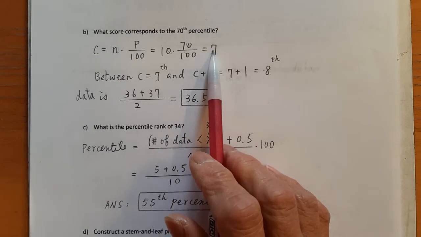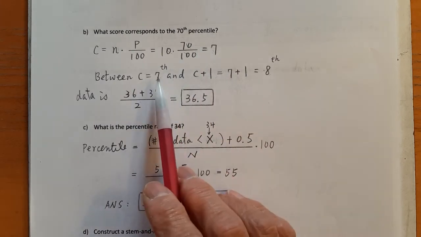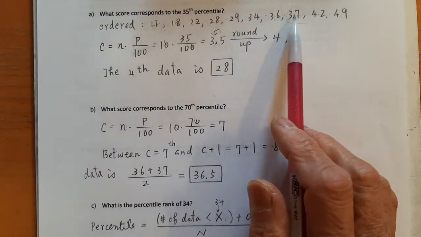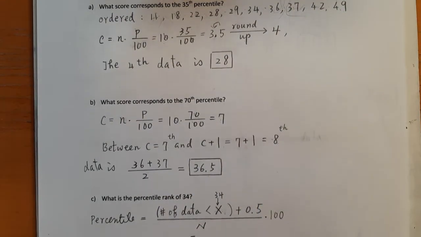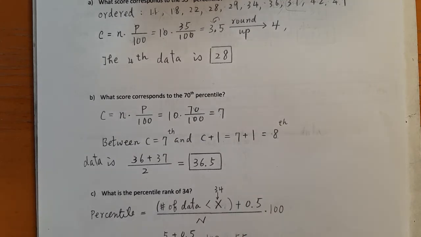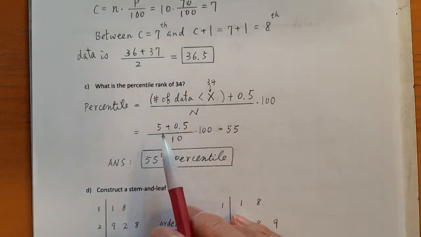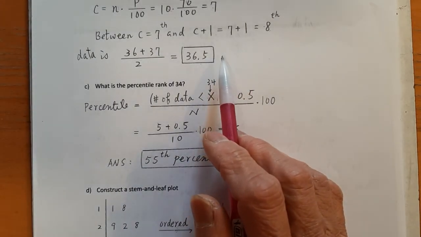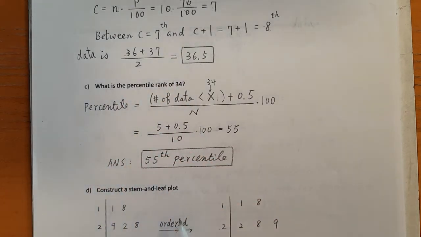If it is a whole number, the answer is between the 7th and 8th. The 7th is 36 and the 8th is 37. Add them together and divide by 2 to get the number between them. That's the 70th percentile. Now C is the opposite. If given a score of 34 and you want to find the percentile, that is the opposite. A and B are given the percentile, find the score, find the data. And C is given the data, find the percentile.